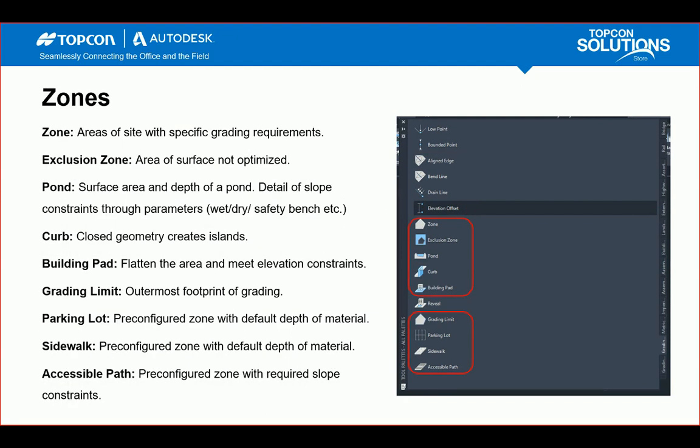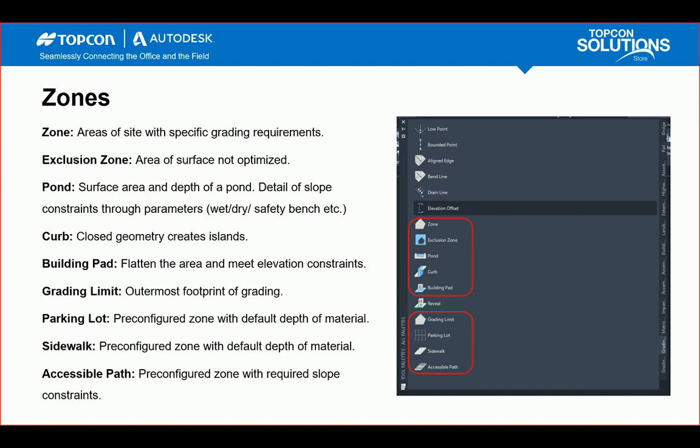Zones. So zones are areas of site with specific grading requirements. So max slope and min drain slope. Exclusion zone, basically just an area that you don't want to have optimized. Ponds, and that's just a surface area, range of ponds, detailed slope constraints through parameters. So there's different things you can set for ponds. So you want a wet pond, dry pond. One thing you can do with pond zones is you can let the extent of the pond change to meet volumetric requirements. So say your polyline's a circle, it might actually make your circle a little wider if you enable that. Curb, closed geometry to create islands.